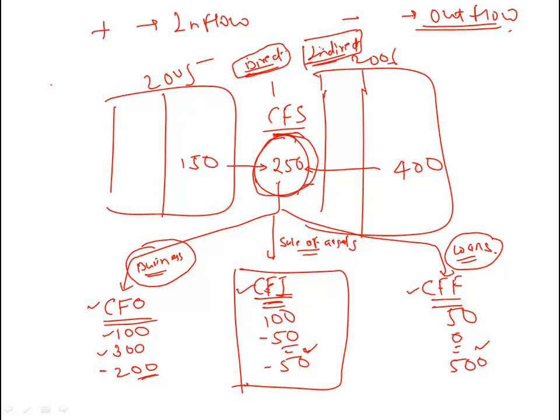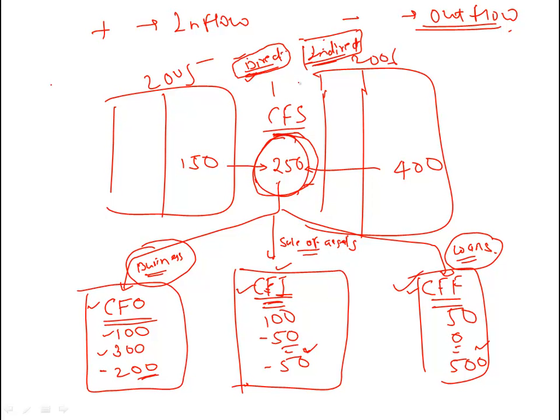Now, this direct and indirect method is concerned only with cash flow from operations. That means no matter which method you are using, the cash flow from investments and cash flow from financing is going to be almost the same. It's the cash flow from operations which is going to be different in the direct method and the indirect method. So the best way to learn this is to learn it in a logical way.